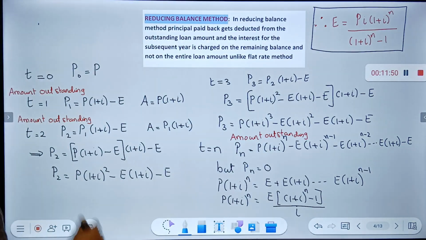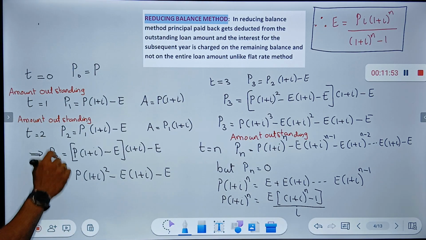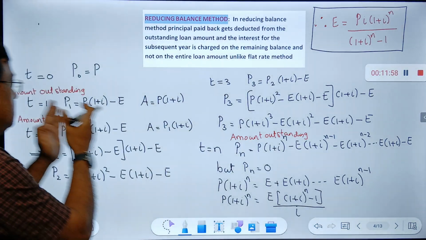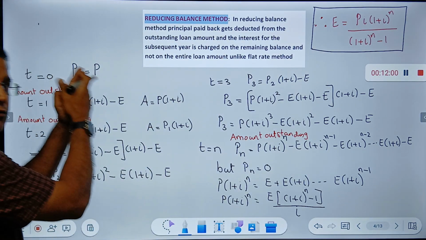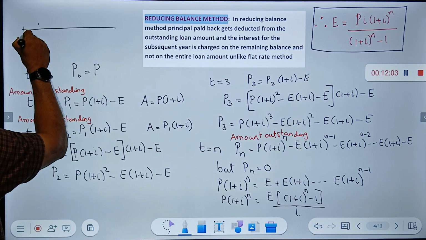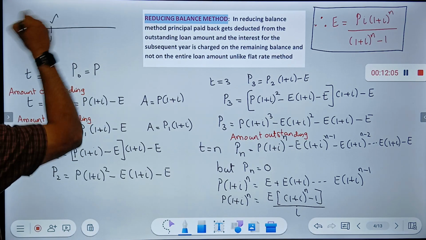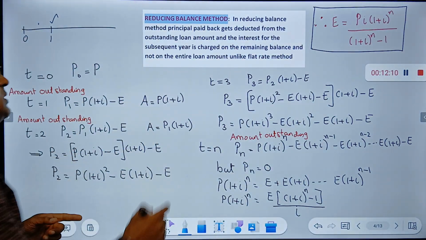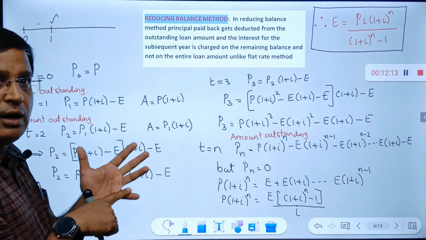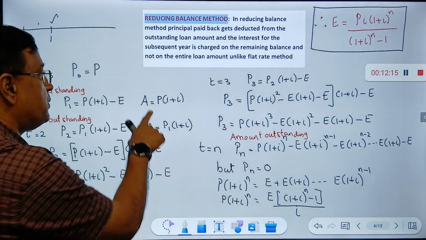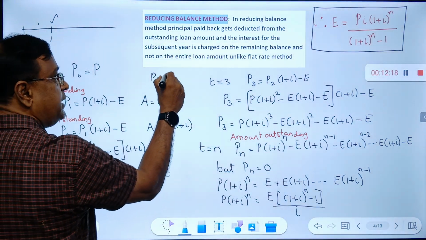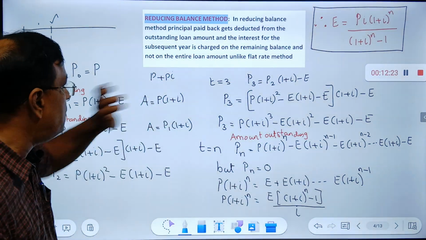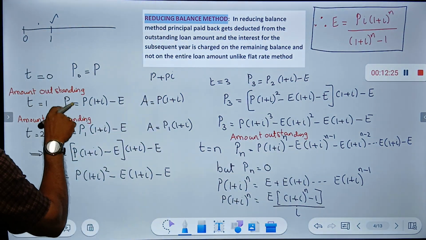Correct? Now, T1. T1 stands for the end of 1 month from the beginning. You have moved from 0 to the first month. Okay, what is my amount? By compound interest formula, amount is principal plus interest. The principal is P, interest is PI. Correct? So I take P common, you get P into 1 plus I. That's the amount.